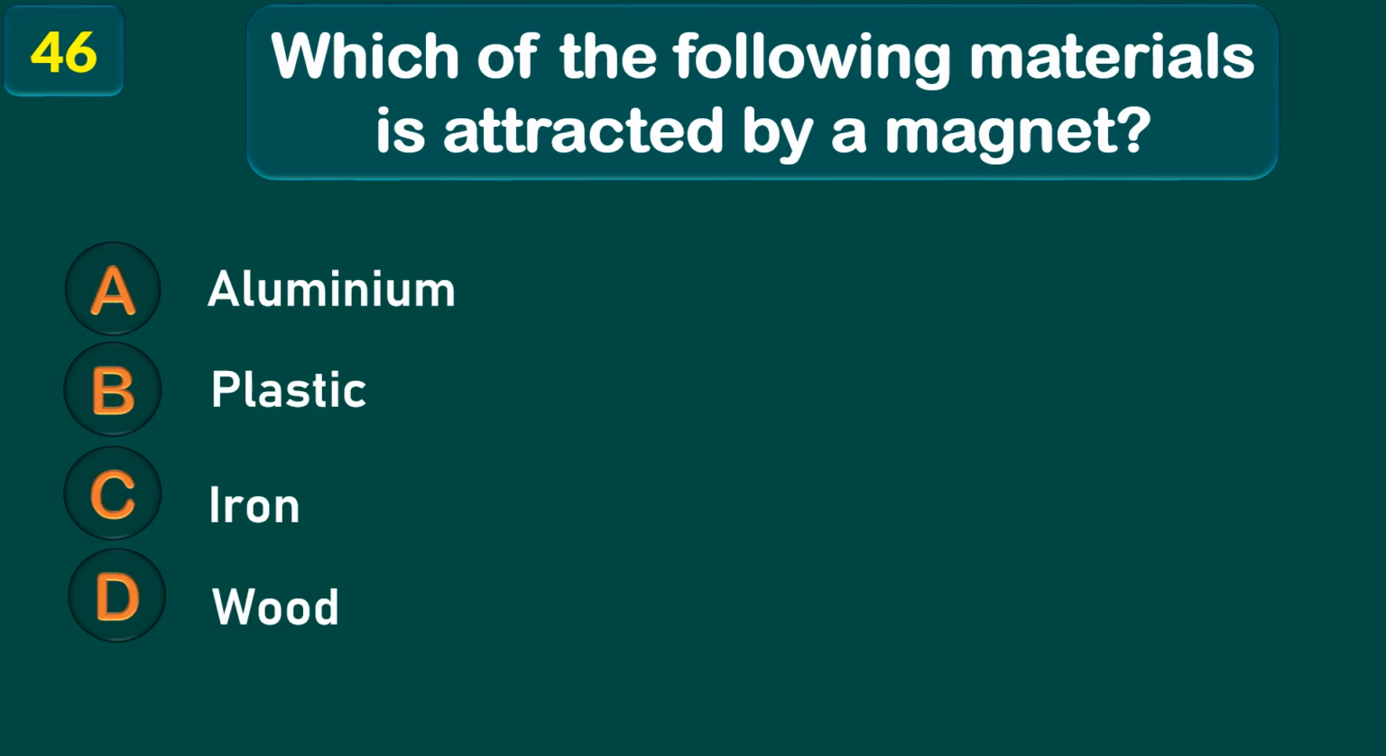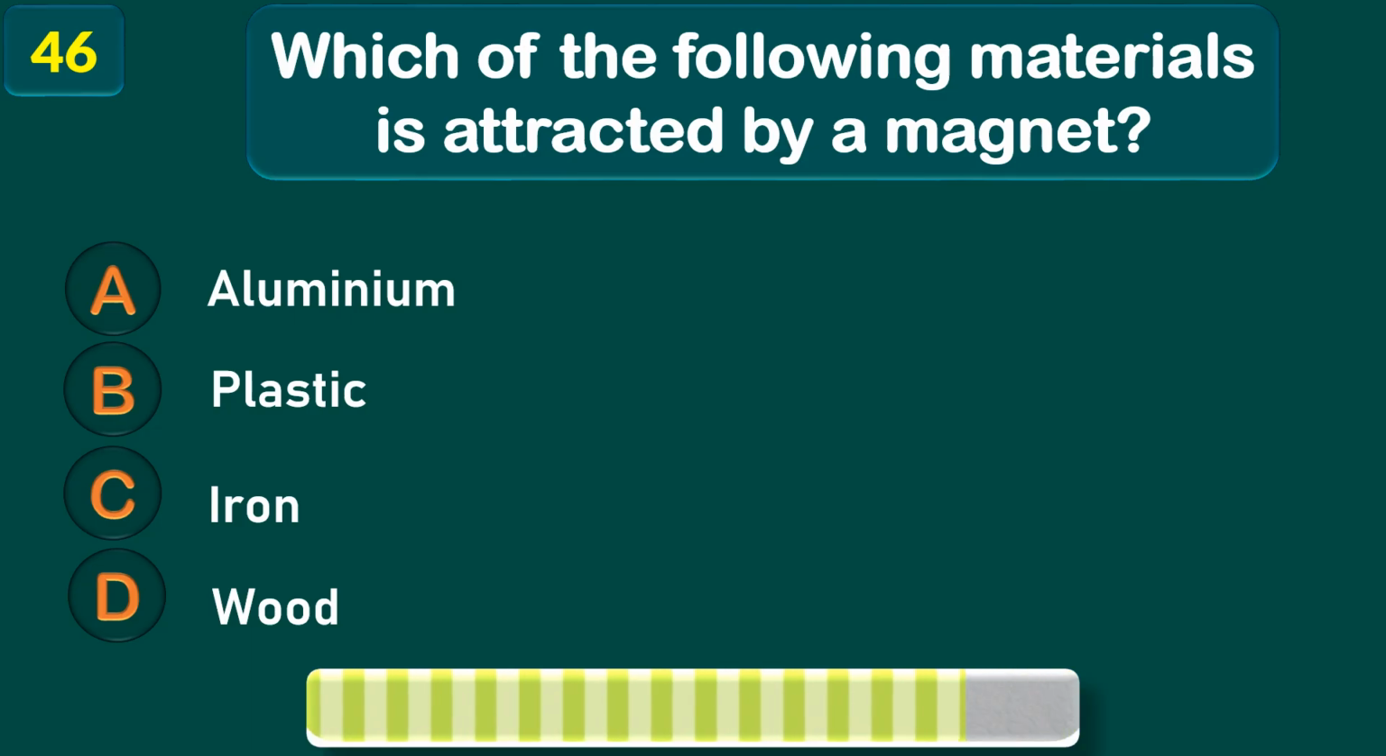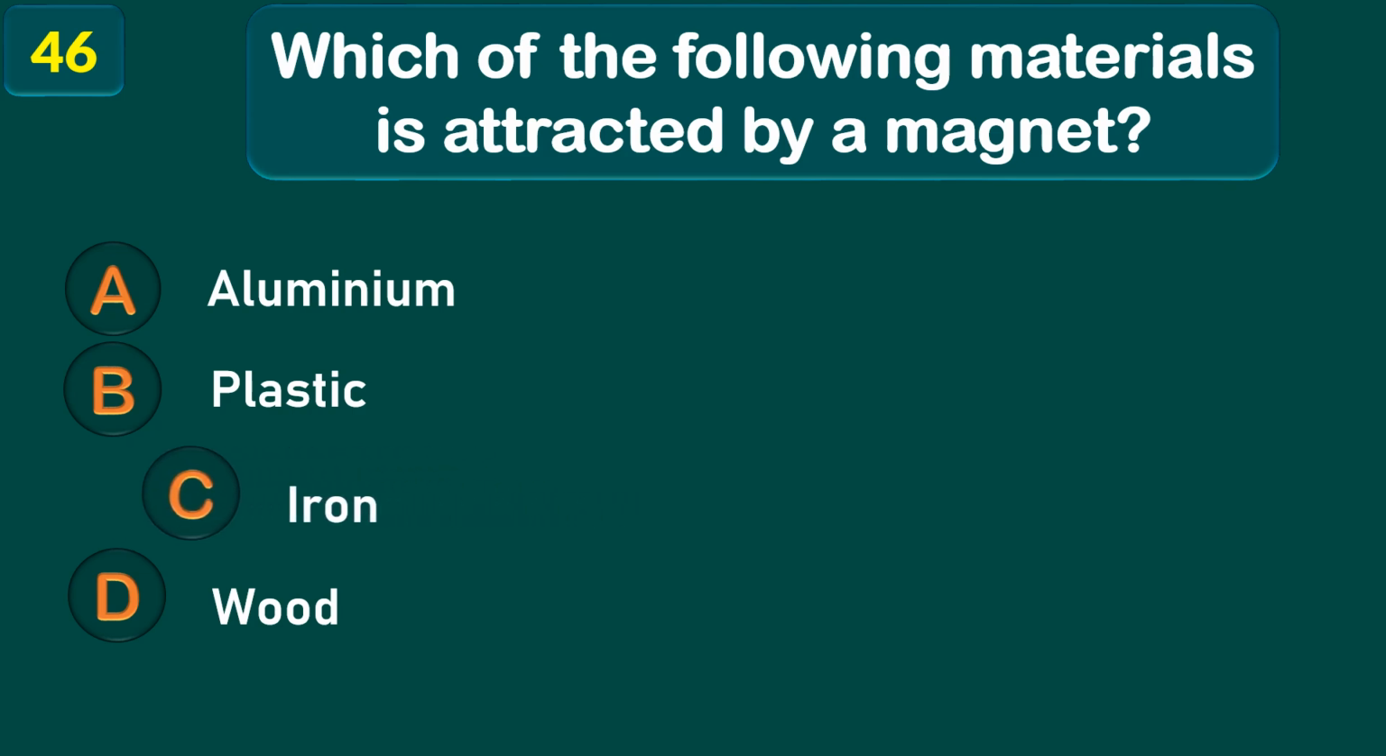Which of the following materials is attracted by a magnet? A. Aluminium. B. Plastic. C. Iron. D. Wood. Answer: C. Iron.